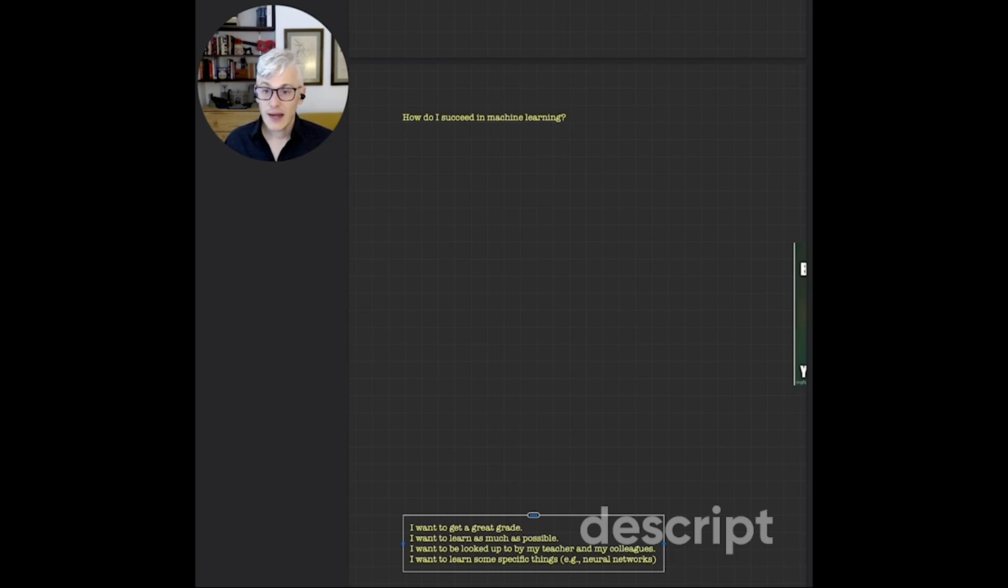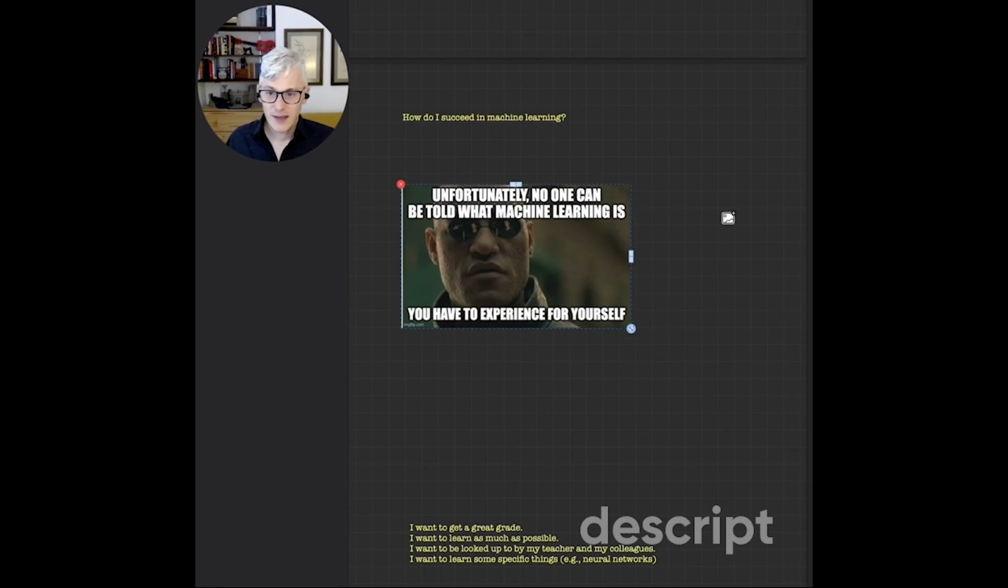And this is the thing that ties it together: unfortunately, no one can be told what machine learning is. You have to experience it for yourself. This is not a class that is solely knowledge driven, and it's not a class where everything can be written down. I want you to go and try and get stuck at things. I want you to try to unstick yourself. I want you to reach out to peers to try to get deeper understanding.